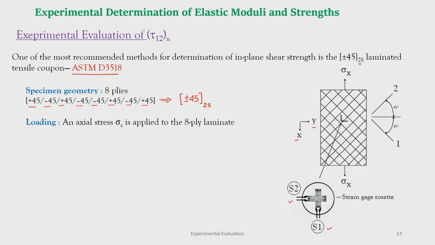Now let us see, we will understand why this plus minus 45 is taken. Okay, our objective is to determine tau 1 2, that is ultimate shear strength, as well as G 1 2, that means in plane shear modulus. Okay, so how do we do this? Now if you see, the only stress is sigma x. Sigma y and tau x y are 0. That means the state of stress with respect to x y is sigma x, 0, 0.